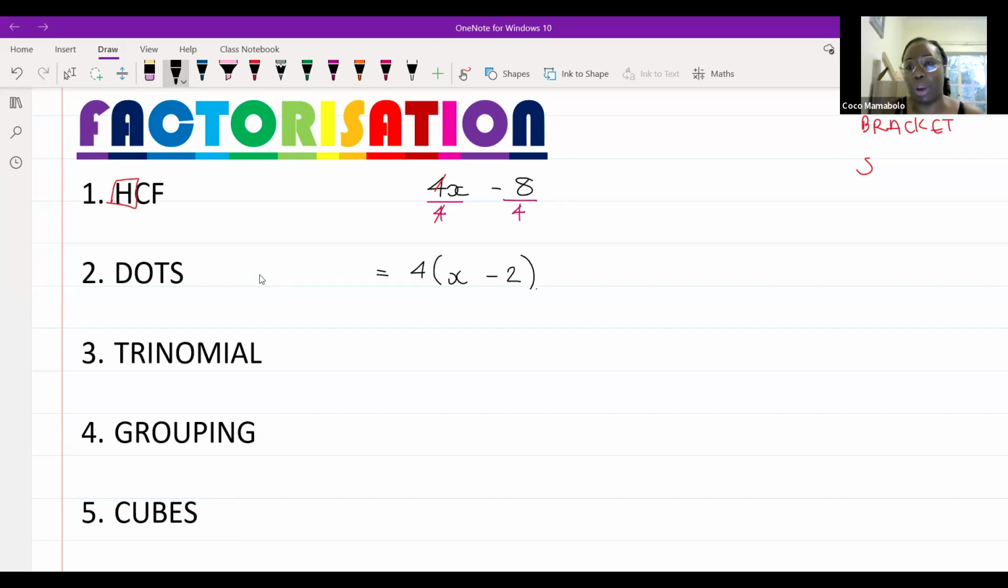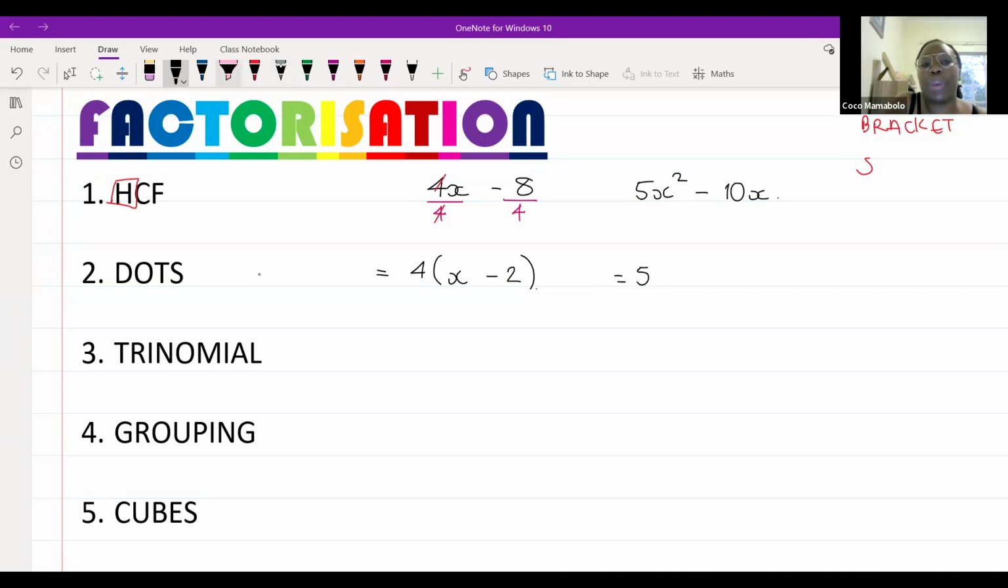Let's try another one. 5x squared minus 10x. Now they've got more than one thing in common. Let's start with the numbers. What is the highest common factor between these two numbers? Just the number. We know that the number is going to be 5.